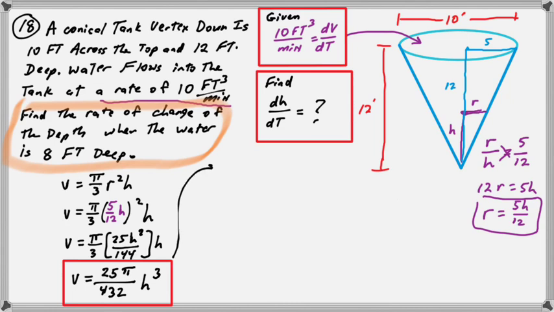At this point, I'm going to take the derivative. dV/dt equals 25 pi over 432, which is a constant factor. Power, base, one less power, derivative of the base. Because it's an h, I put dh/dt.